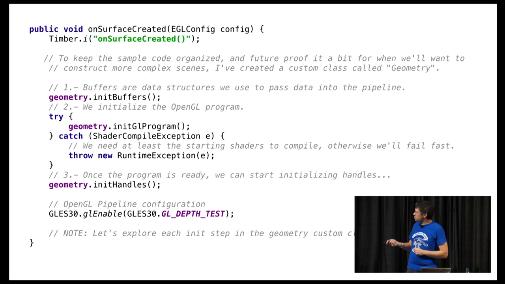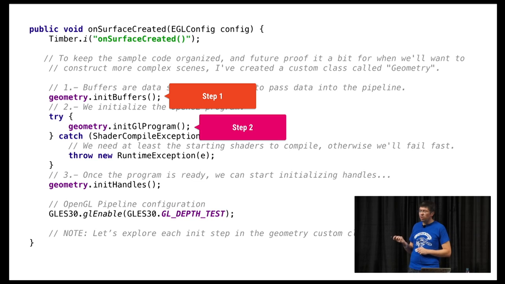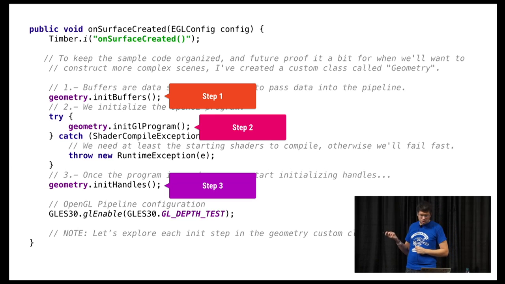So init buffers, yeah, that's step one. Then step two is going to be init GL program. So those yellow steps in the pipeline, we're going to configure those after setting up the buffers. And then after we've set up the programs, we're going to initialize handles. So let's look at each of those steps and break down what they actually do.